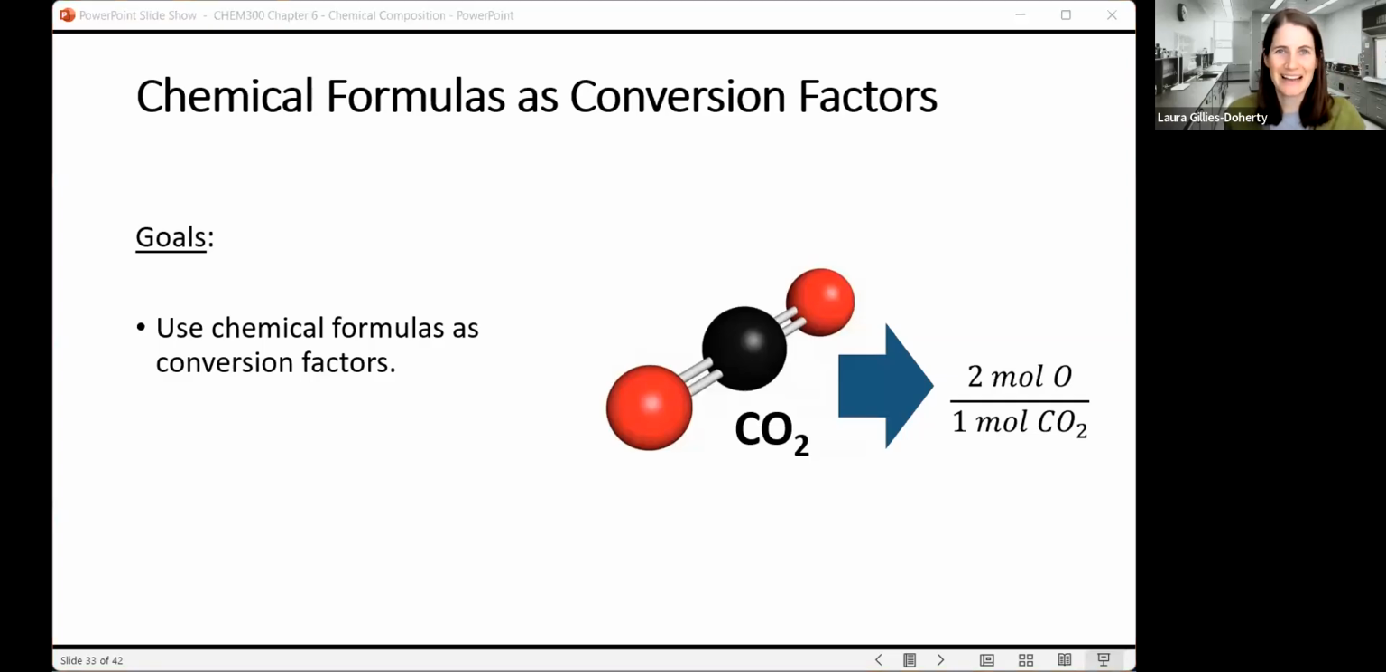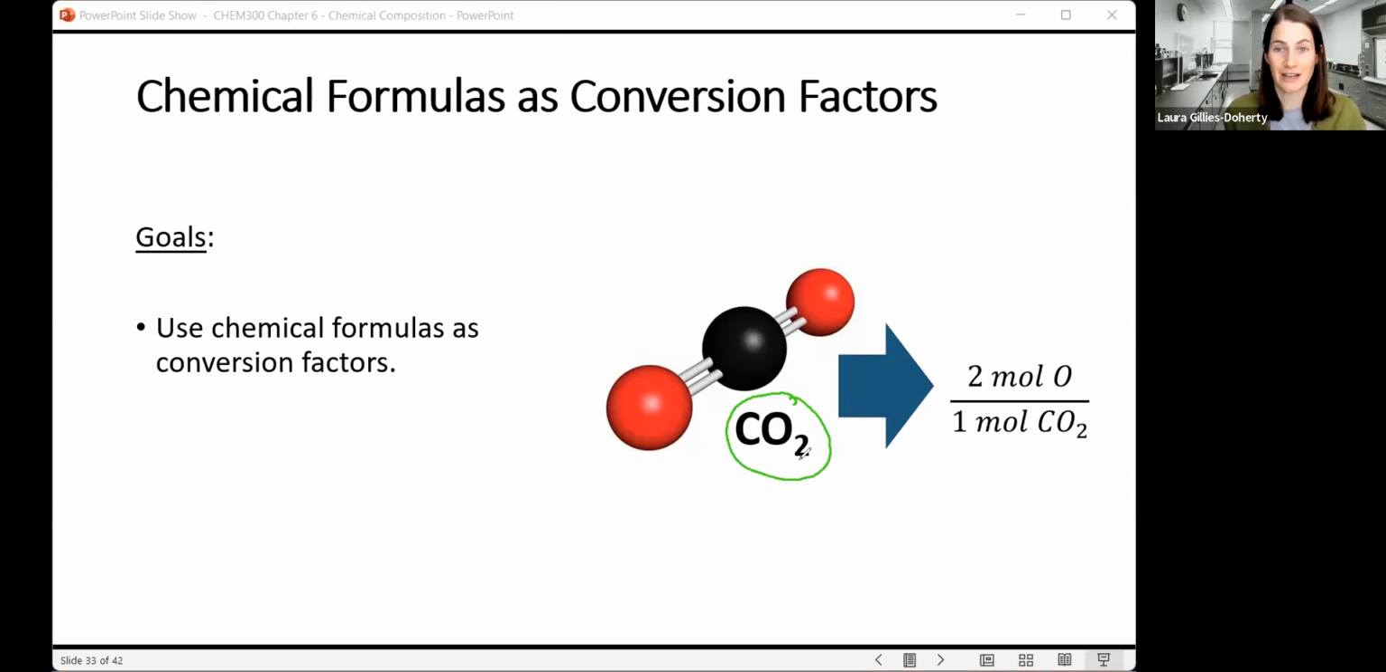Hey everybody, welcome back. This is CHEM300 and we're continuing chapter 6 today with talking about how to use chemical formulas as conversion factors. So our goal in this section is to learn how to use a chemical formula as a conversion factor. What we're going to be covering is that you can take the formula of a molecule or a compound, and based on the number of each type of atom in that molecule or compound, you can turn that into a conversion factor.